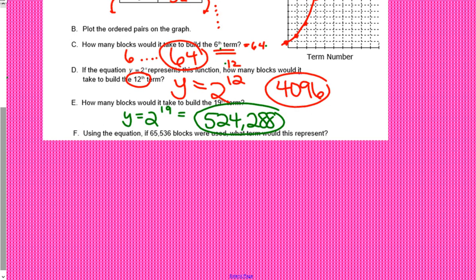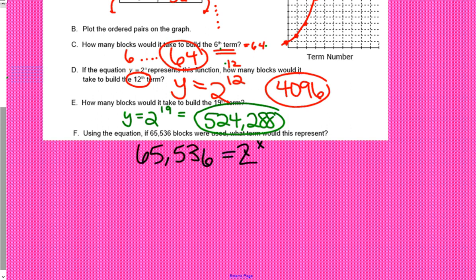Now, here's where things get interesting, which is what I was talking about. It says, using the equation, if 65,536 blocks were used, what term would this represent? So what we've just been given is the y. We are trying to figure out what x is, and x is the exponent. Well, there's no way to work backwards here. There is, but you won't really learn it until Algebra 2.